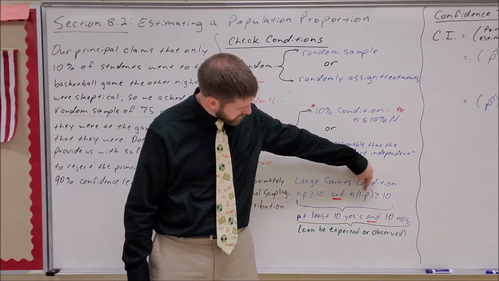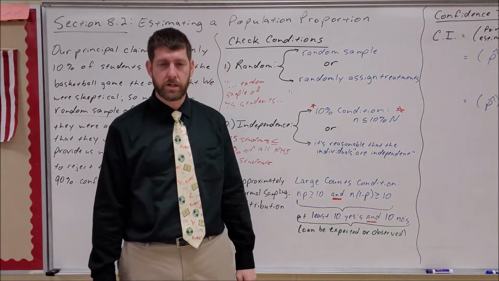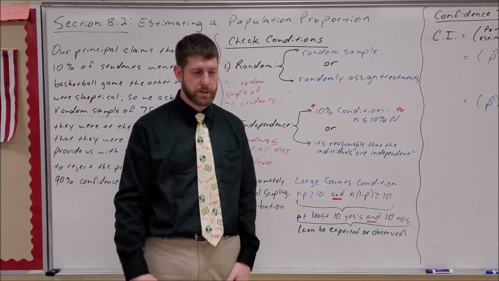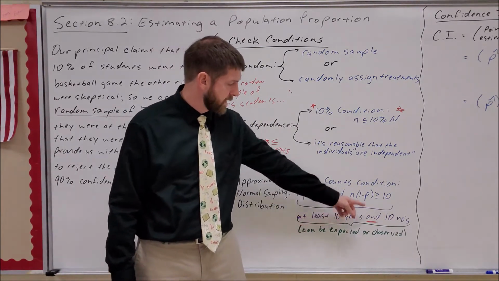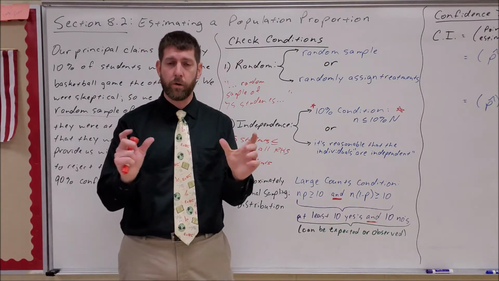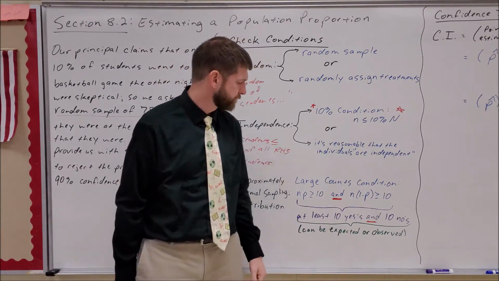So sample size times probability of failure also needs to be greater than or equal to 10. That means we expect at least 10 no's. So at least 10 yeses and at least 10 no's. It's not one or the other. It's got to be met in both groups.